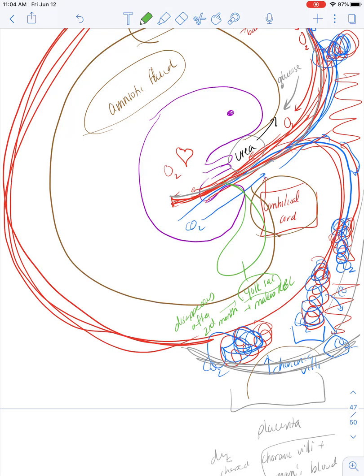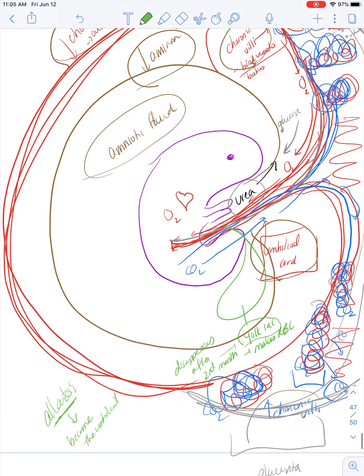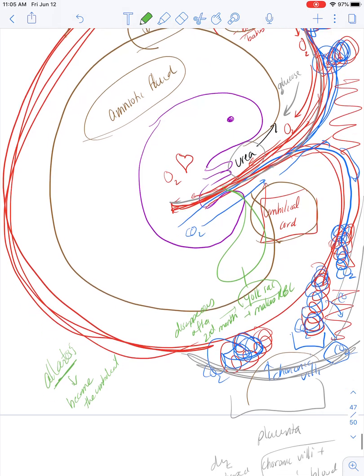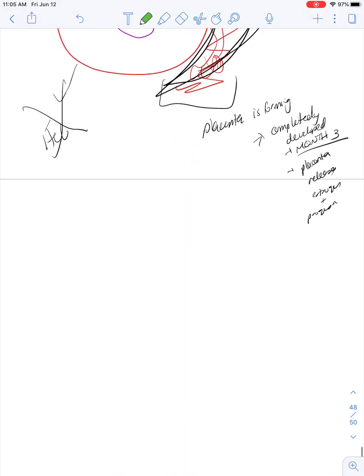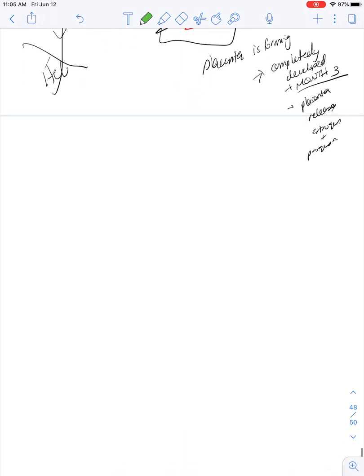Okay, and initially the umbilical cord was called the allantois. So the umbilical cord was initially called the allantois, and then that became the umbilical cord. And it takes a few weeks for the allantois to become the umbilical cord, and that is the development of the baby. Okay, hopefully that makes sense.